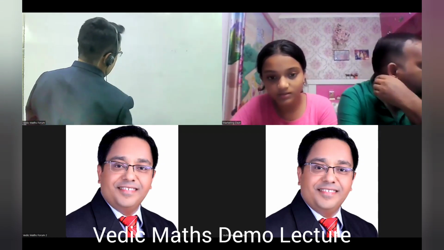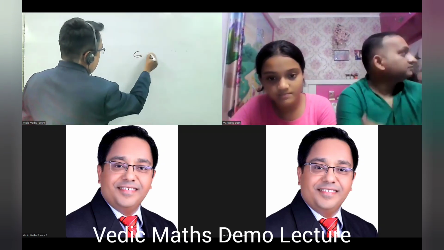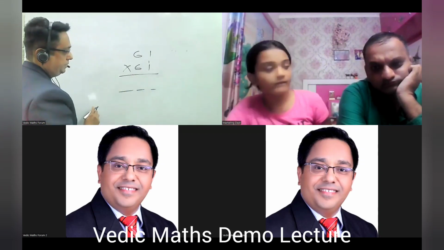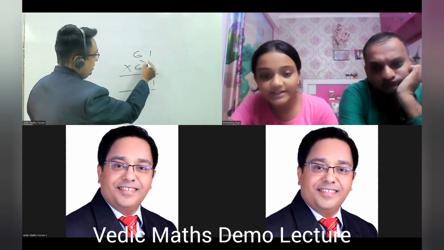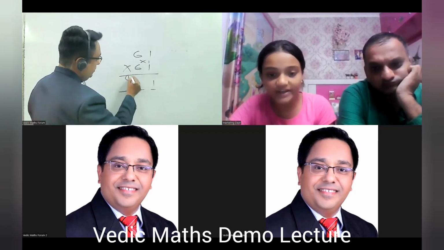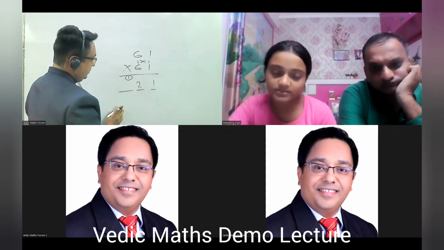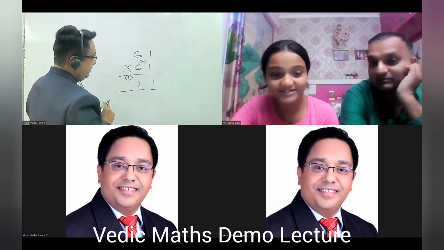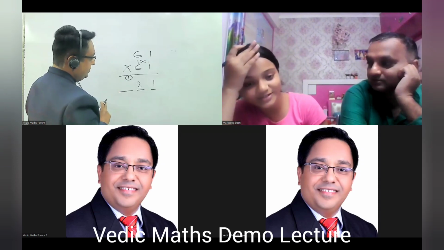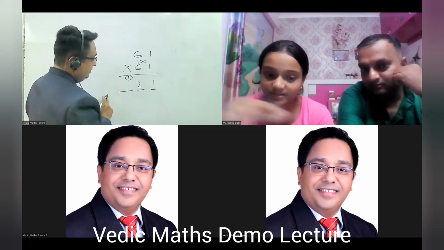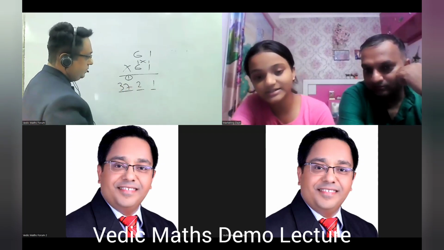Next example: 61 into 61. Now tell me, 1 one is 1. Then crosswise, 6 ones are 6, 6 ones are 6, equals 12. Write 2, 1 carry. 6 sixes are 36, plus 1, 37. So the final answer is 3721.